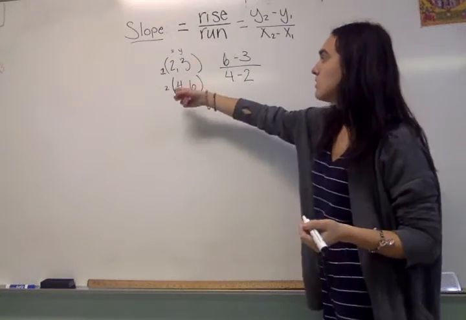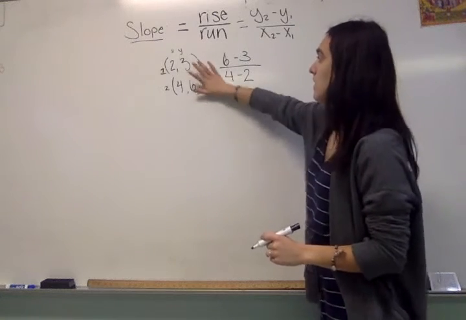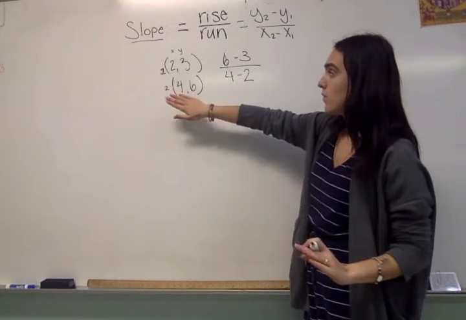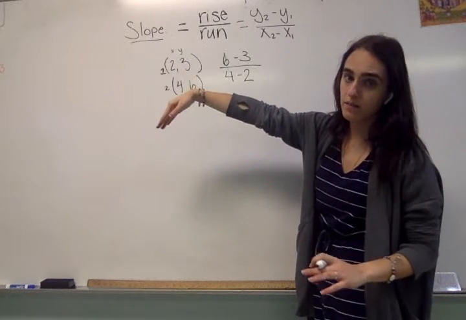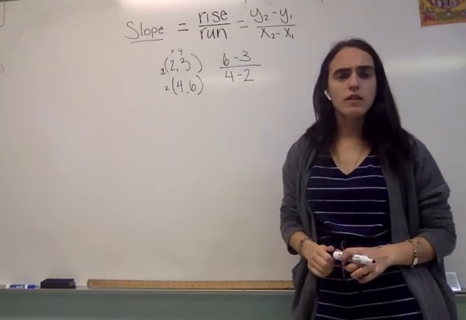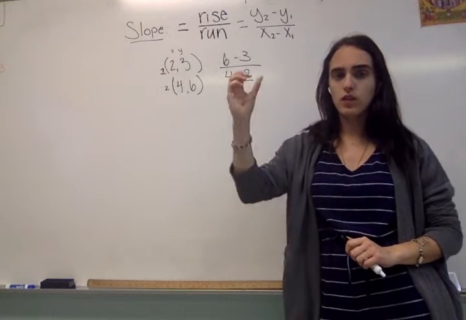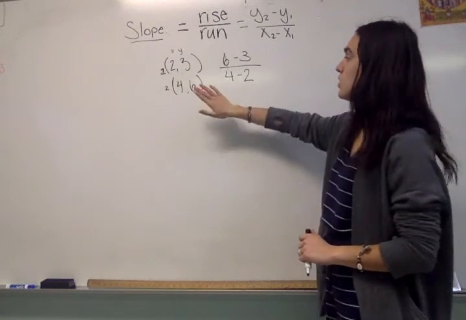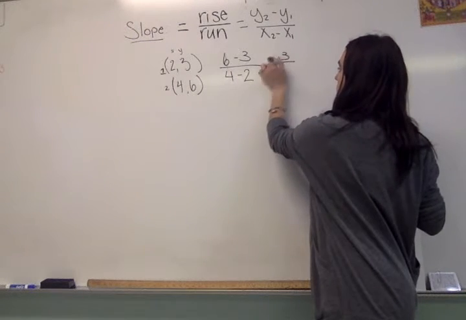6 minus 3 over 4 minus 2. It would have been wrong if I did 6 minus 3 and then started with this x. You would have gotten the wrong slope. Remember, whatever coordinate pair you start with for your y's, you need to start with that x. Just like when you were finding the ratios of the sides of a triangle, you kept the same sides of the triangles, right? Same triangle, same triangle. Similar with your slope. You need to keep them the same. And then you solve. So you get 3 over 2.